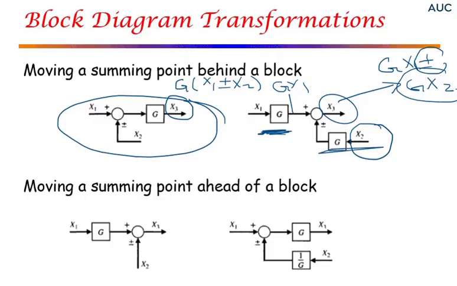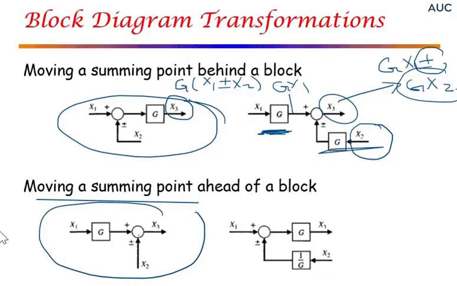So the criteria here is that when you move a block or a transfer function around a summing point, you have to make sure that the output signal in the original configuration remains unchanged. Now here, moving the summing point ahead of a block. So we have the original system, and would like to move the summing point ahead of the block, as we have done here.